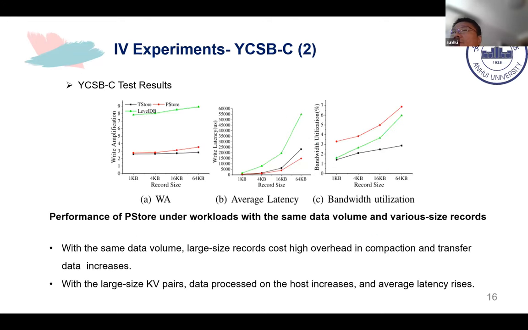When we use synthesized data volumes and varied record sizes, we find that with the same data volume, large records cost higher overhead in compaction and the transferred data increases. With long key-value pairs, data processing on the host increases and average latency rises again.